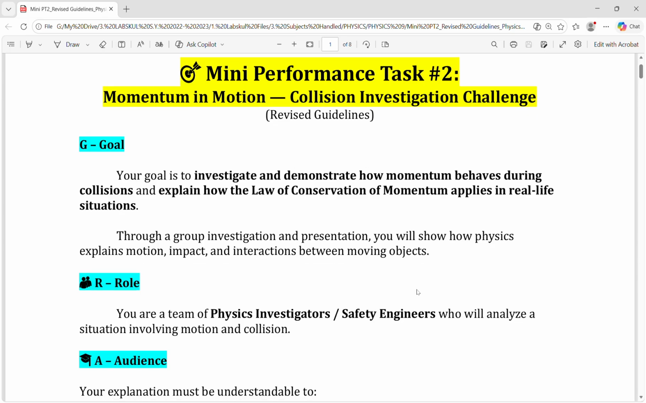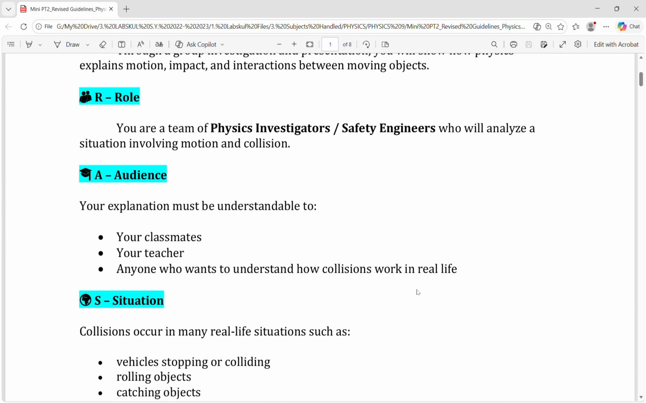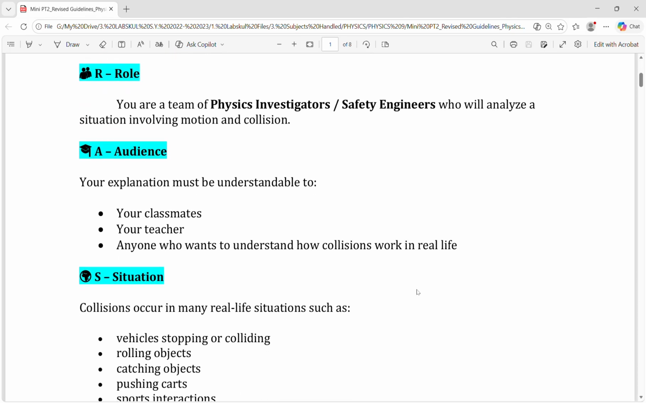So what's your role as you perform this activity? Each group, your role is to become a team of physics investigators or safety engineers who will analyze a situation involving motion and collision.